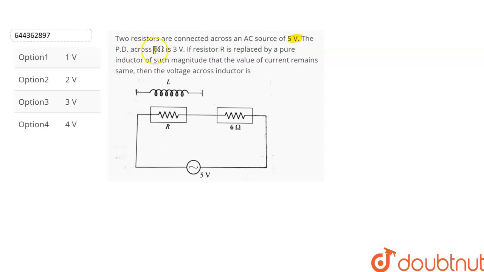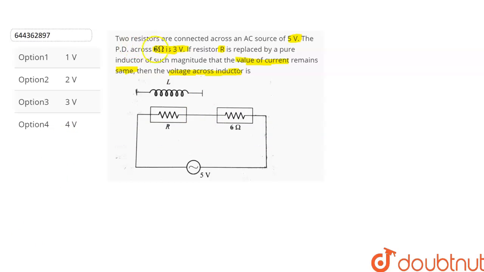The question is, two resistors are connected across an AC source of 5 volts. The potential difference across the 6 ohm resistor is 3 volts. If the resistor R is replaced by a pure inductor of such magnitude that the value of current remains same, then the voltage across the inductor is, and we are given 4 options from which we have to choose the correct option. Let's find out.